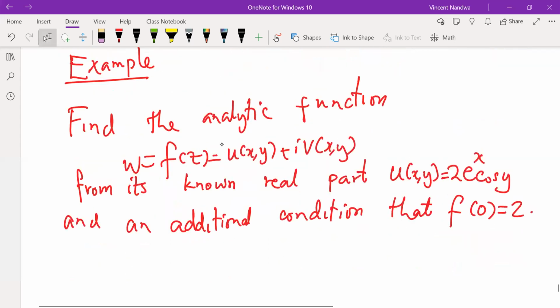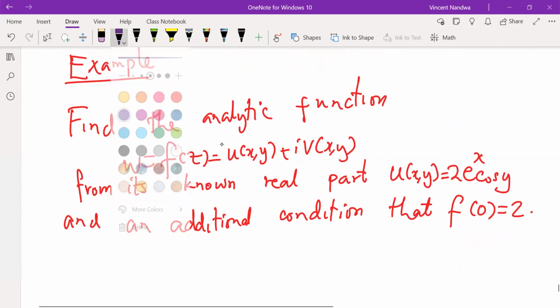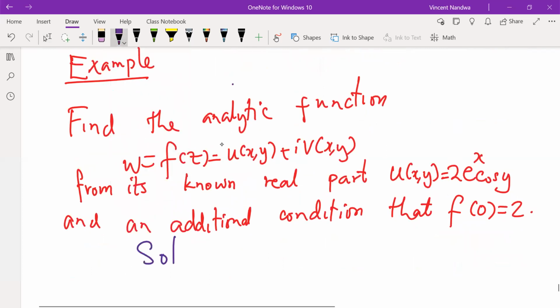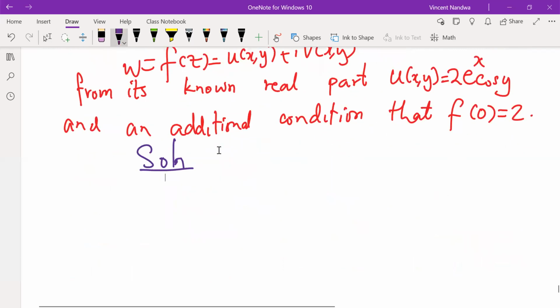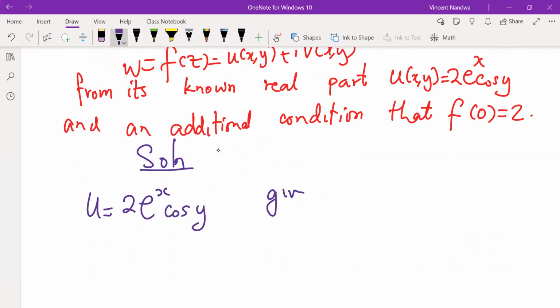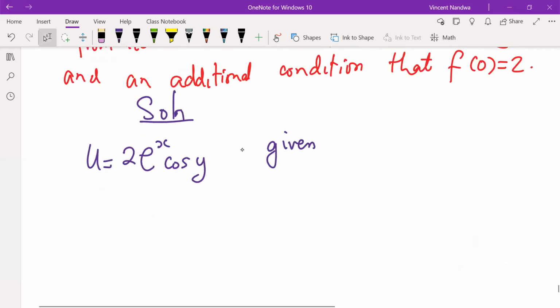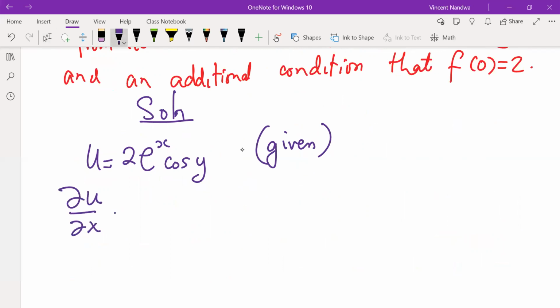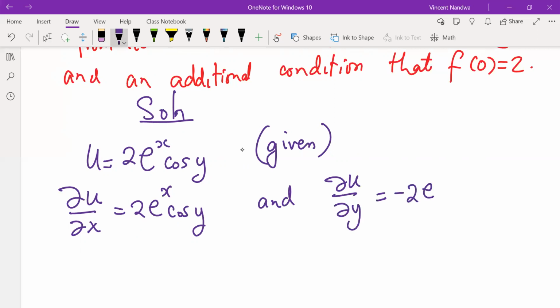Solution for this. We have u given by 2 e raised power x cos of y. This is given. Now, partial u partial x is 2 e raised power x cos y, and partial u partial y is negative 2 e raised power x sine of y.